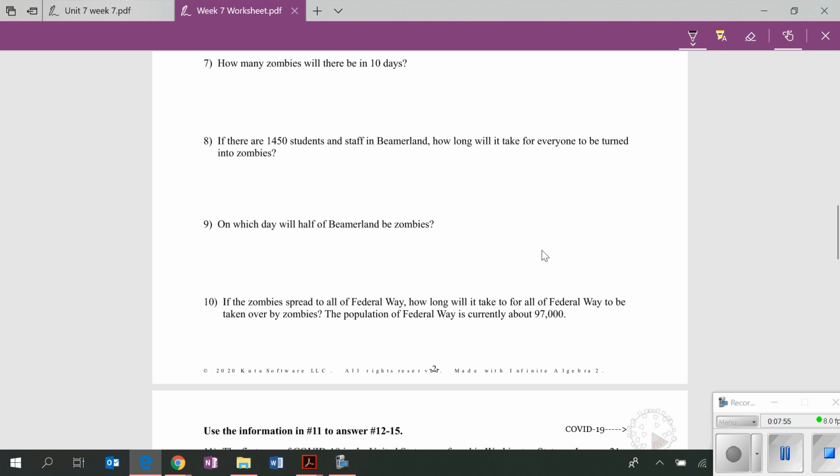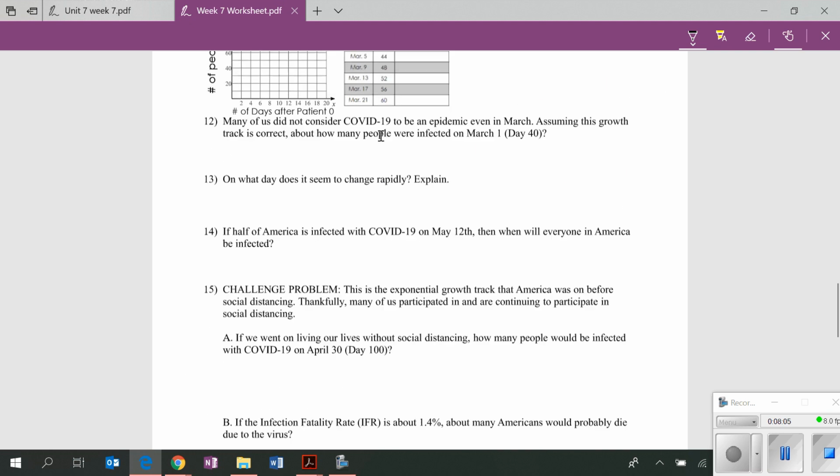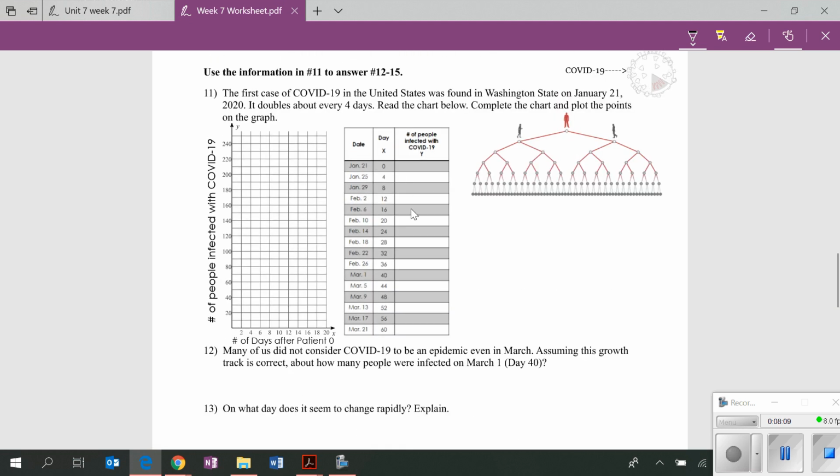The last word problem is going to be very similar, but we use the case of COVID-19. Similar questions, and you're going to have to fill in your input-output table, graph it, and answer the following questions.